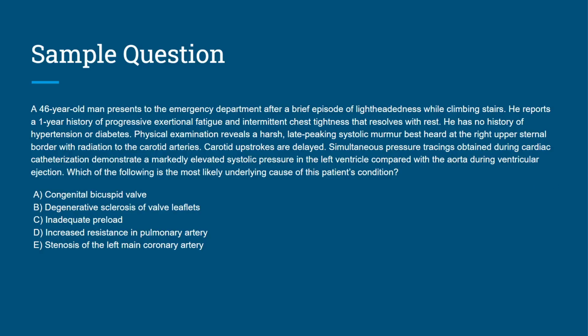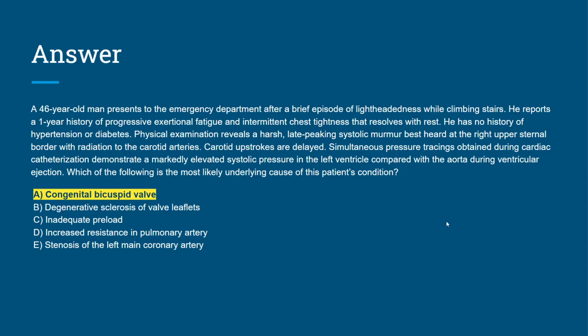And this is just a sample question that is based on an NBME style question. So I'll give you guys 5 seconds to read it and answer it on your own. You can pause the video if you want to. Okay, so 5, 4, 3, 2, 1. Okay, so yeah, the answer is congenital bicuspid valve.